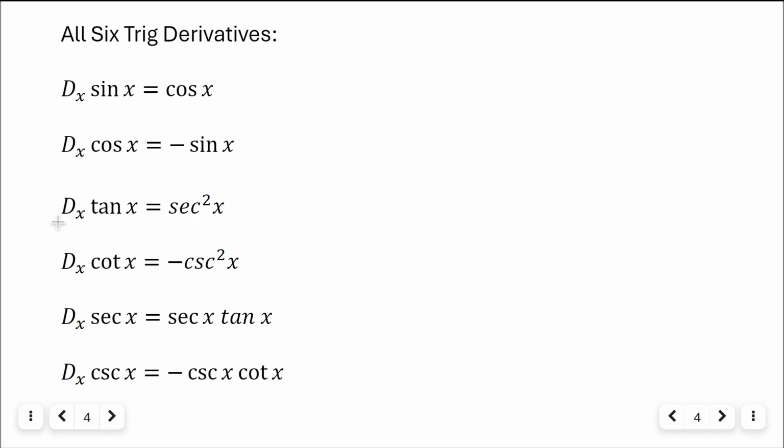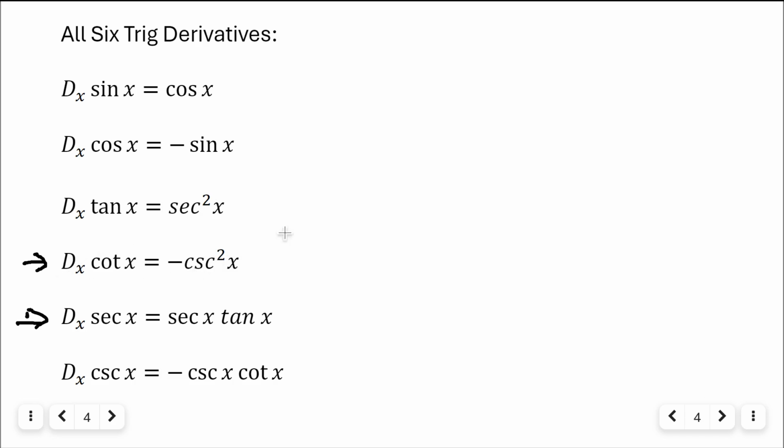Okay, so now here are all 6 trig derivatives. Now, a couple of these I didn't show you, right? I didn't show you cotan, I didn't show you secant. There's a reason for that, and I'll show you in just a second. So the derivative of sine x is cosine x, and cosine's is minus sine. Derivative of tangent is secant squared. We did that one. The derivative of cotangent is minus cosecant squared.